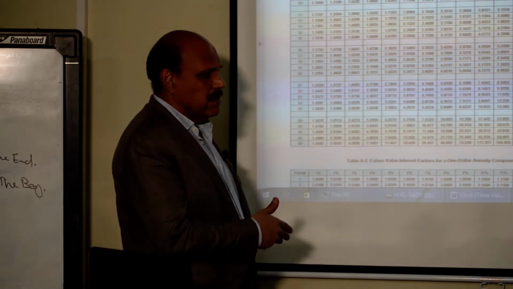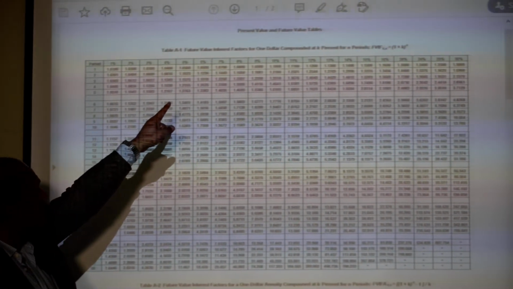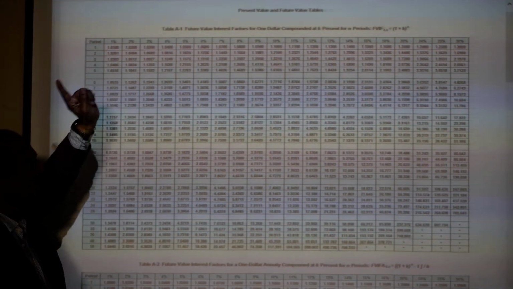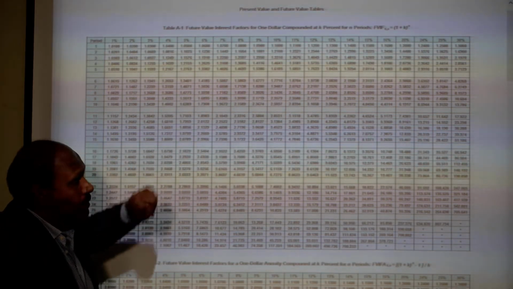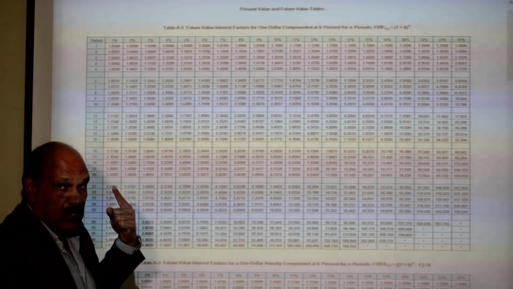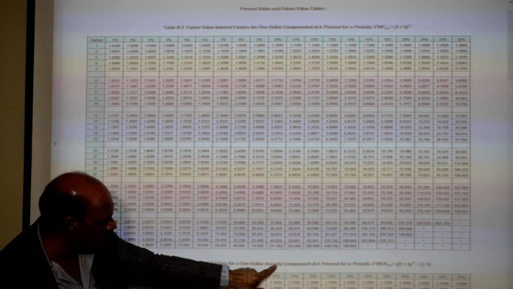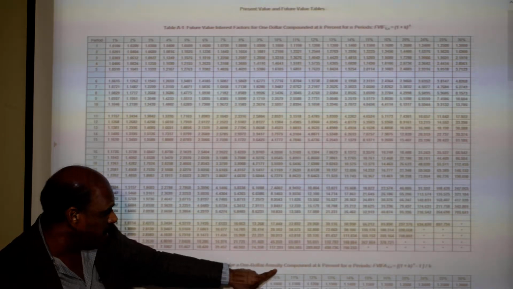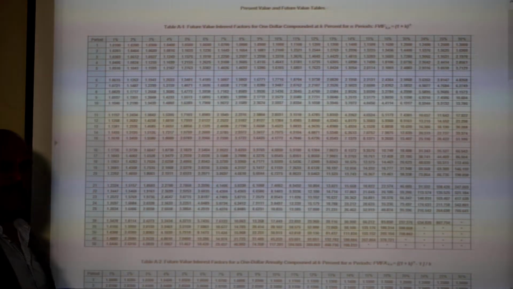How to use these tables? Here, as you see, table E1, future value interest factor for $1 to be received one time, compounded at k percent interest rate for n periods. $1 is not an annuity. This is a single amount. If we are talking about an annuity, here, $1 annuity, as you see, this is in table E2. So what we have here, this is the interest rate that you are going to compound at, and this is the number of periods that you are going to compound for.